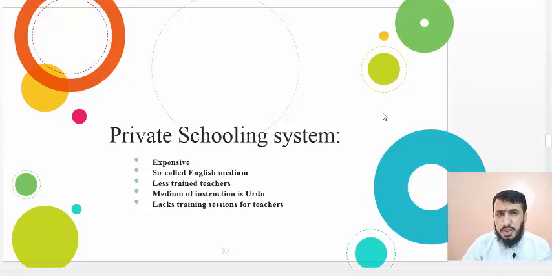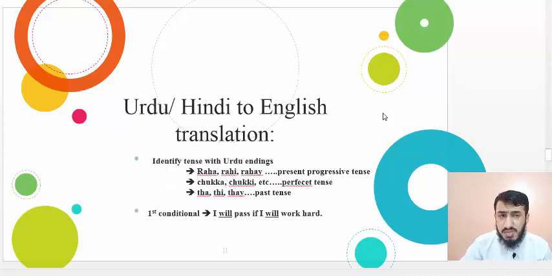And in Karachi, usually it is Urdu in English medium schools or the private schools. Again, as I said, teachers are less trained, but still they have a couple of training sessions for teachers, which is a good point, which helps them enhance their teaching skills. And then the Urdu or Hindi to English translation.